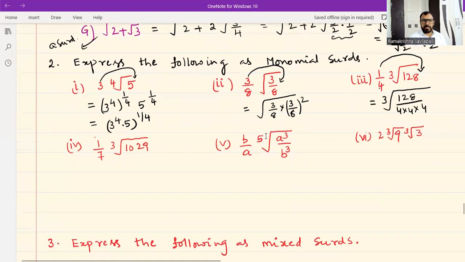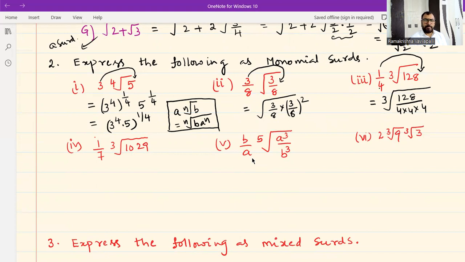So this is a very simple application of exponential laws. Okay, so if you want, I can write here, for example, a into nth root of b. This is same as nth root of b into a to the power of n. Just take that a inside the nth root of b.